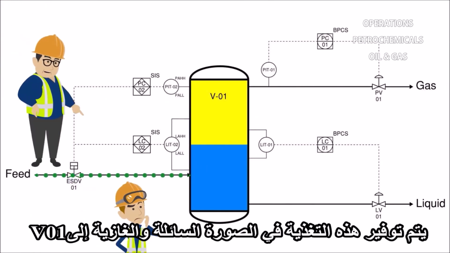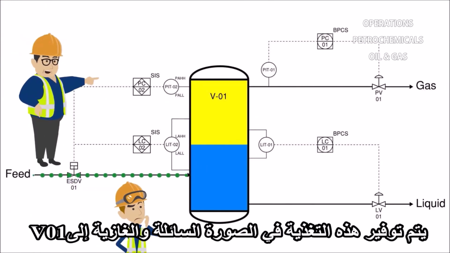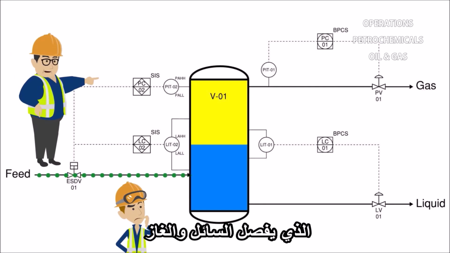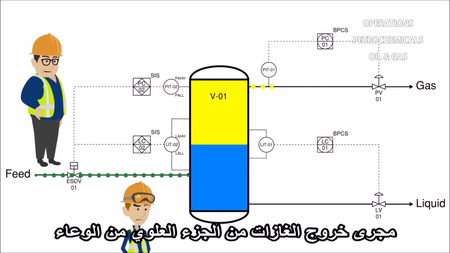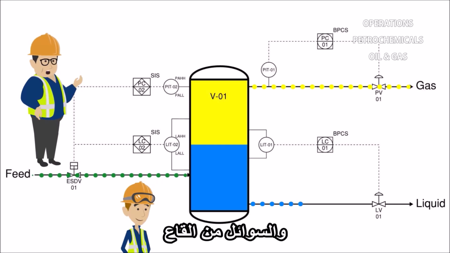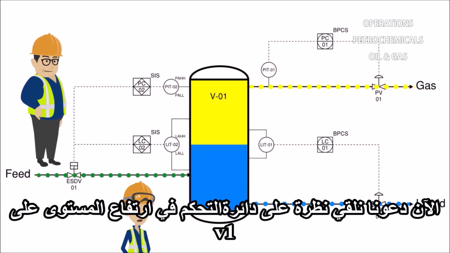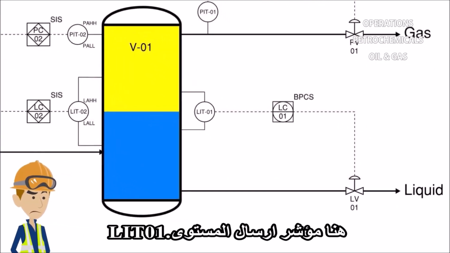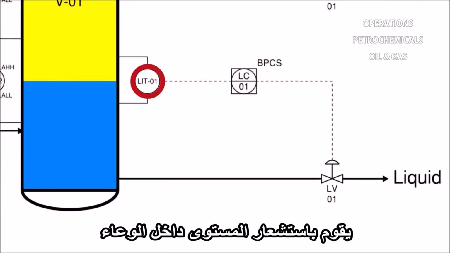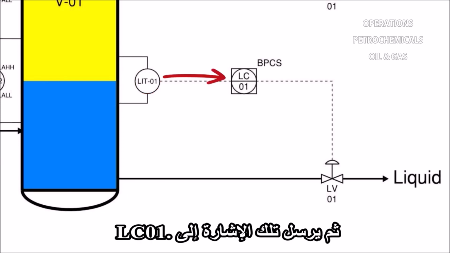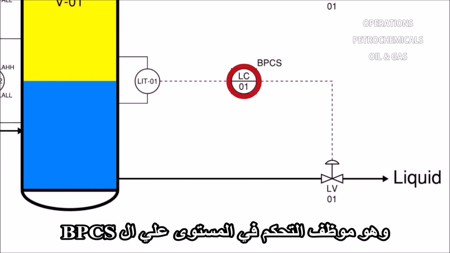This two-phase feed of liquid and gas is supplied to V1, which separates the liquid and gas, with the gas stream leaving out of the top of the vessel and liquids out of the bottom. Now, let's look at the level control loop on V1. Here the level indicating transmitter, LIT1, is sensing the level of the vessel, and then transmitting that signal to LC1, the level controlling function on the BPCS.